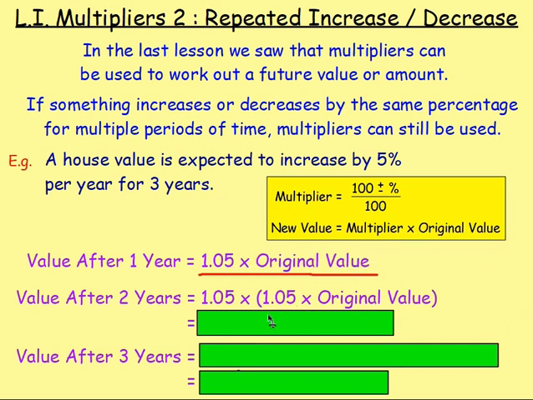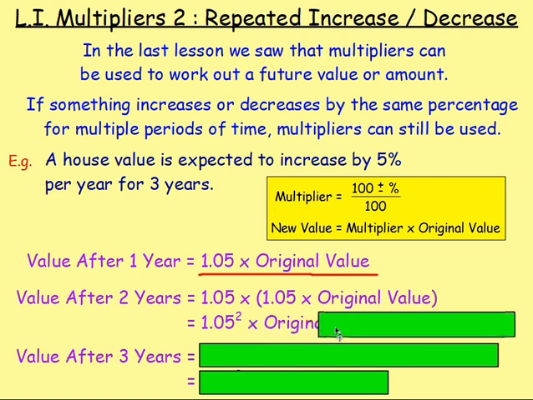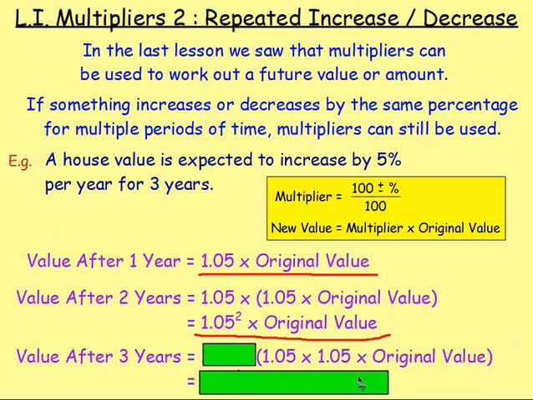If you do that though, there's a quicker way of writing that. Because you've got 1.05 times 1.05, what's a quicker way of saying that, Ben? Brilliant, you could square it, so it's 1.05 squared. And that is then multiplied by the original value. So to work out the value after 2 years, you take your multiplier and you can square it, and then times the original. If you want the value after 3 years, again you're adding on 5%, but it's 5% of this previous amount. So that previous amount was 1.05 squared, or 1.05 times 1.05 times the original value.